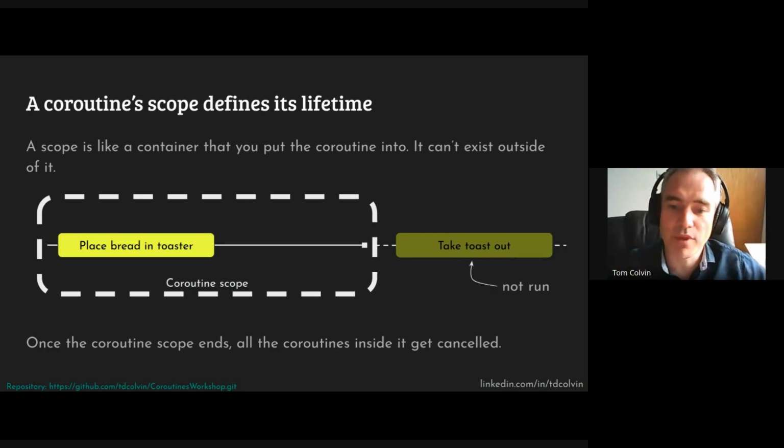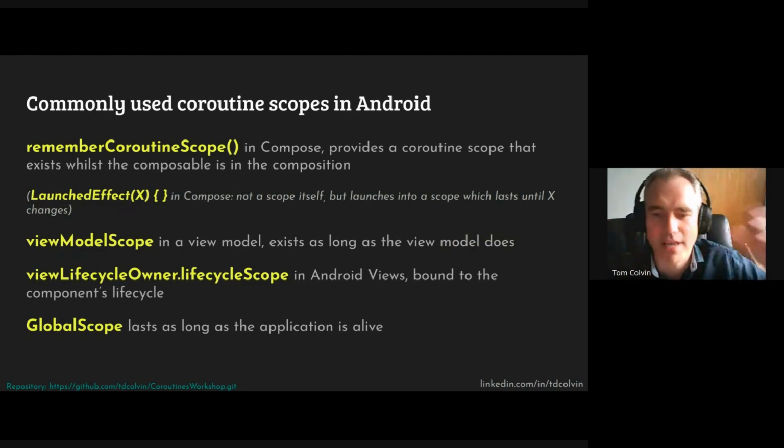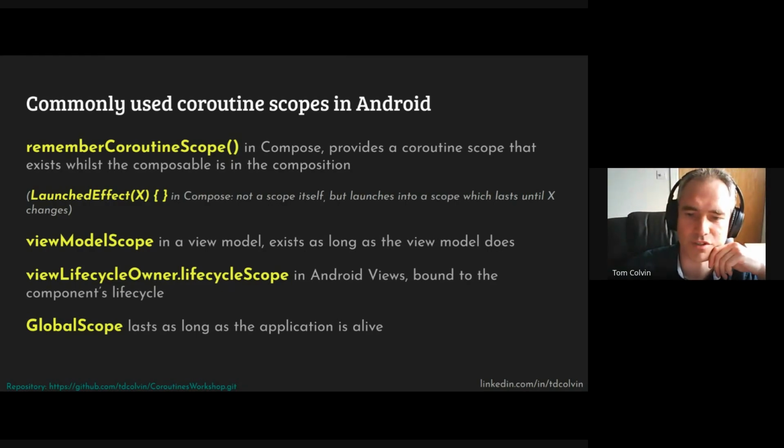Now, in Android, there are a number of commonly used coroutine scopes. You can obviously create your own, and there are others beyond this list. The commonly used ones are rememberCoroutineScope, which is what we used before. The lifetime of the scope you get by calling that function equals the lifetime of the composable in the composition. So when the composition dumps your composable in which you've called rememberCoroutineScope, all the coroutines you've placed in that scope are going to get cancelled.